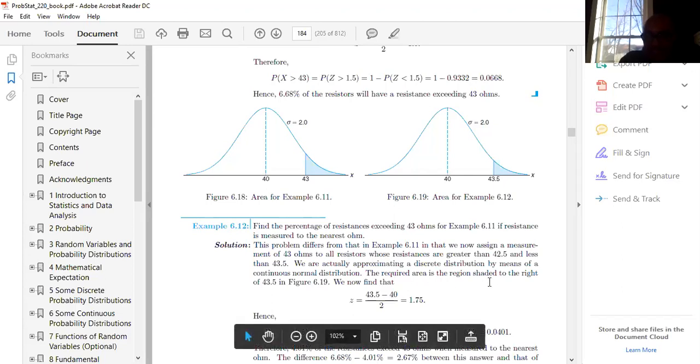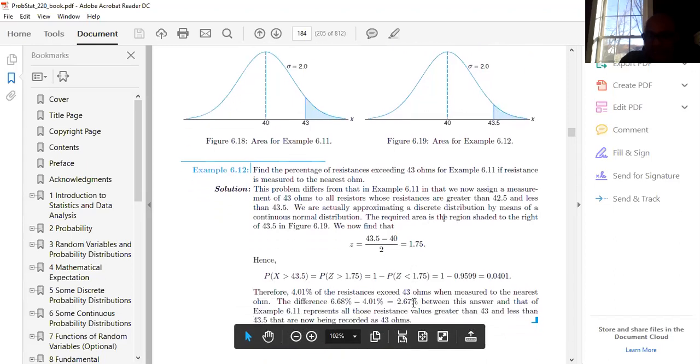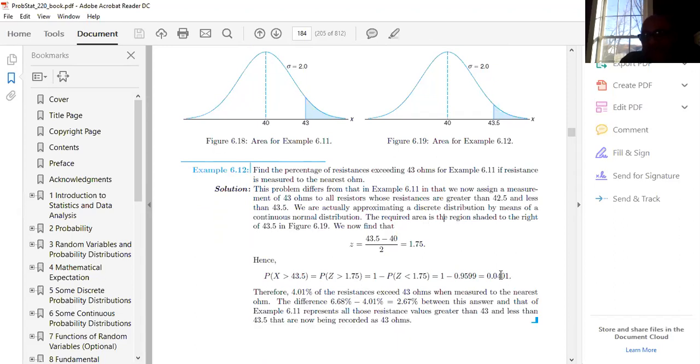The required area is the region shaded to the right of this one. Again, you can find Z for 43.5, the same example: (43.5 - 40)/2 gives 1.75. X greater than 43.5 is equivalent to Z greater than 1.75, which is 1 minus the probability that Z is less than 1.75. Use the table and you get 0.0401, meaning 4.01% of the resistances exceed 43 ohms when measured to the nearest ohm.